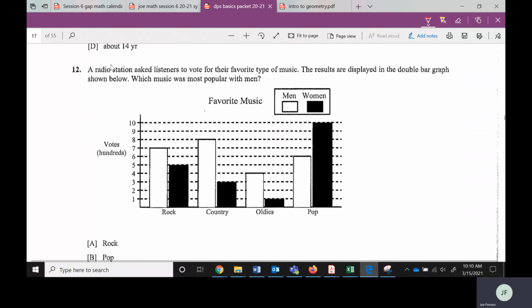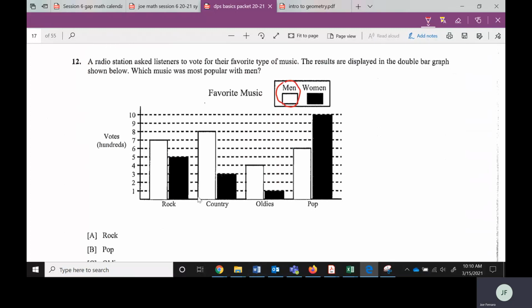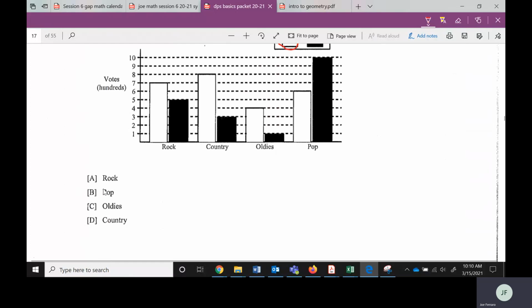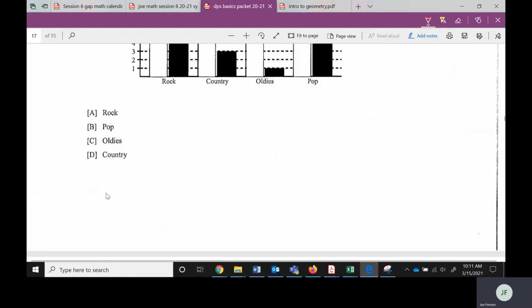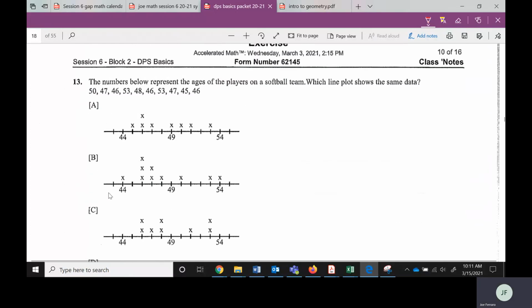12, I'm just going to give you a hint here. It says the results are displayed in a double bar graph. Which music was most popular with men? So all you need to know here is make sure you're only looking at the white blocks that represent men, and you're just looking at which one's the highest, and then the answer is what type of music. So I'm not going to finish that one for you. You're going to do that one. Okay.